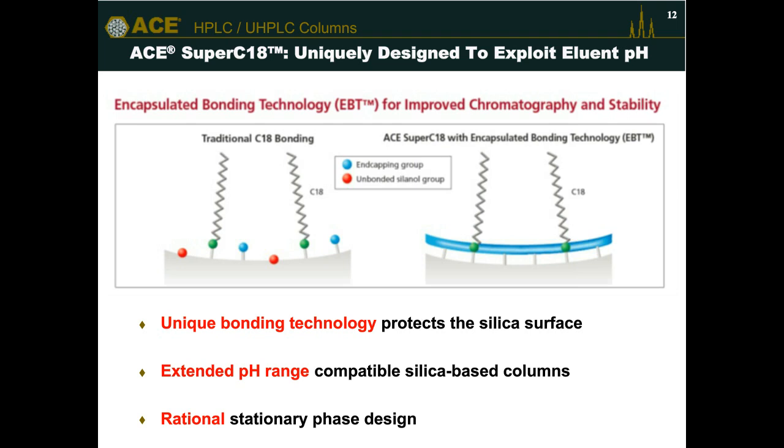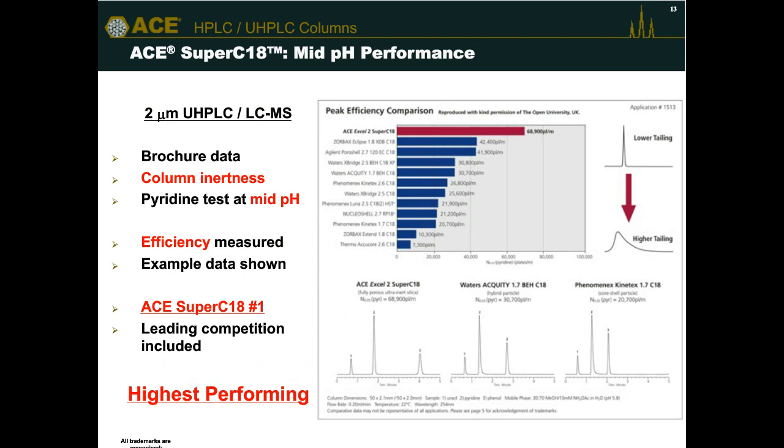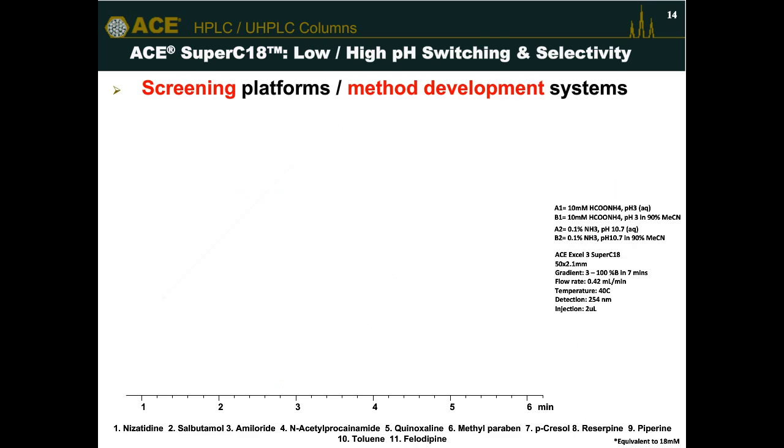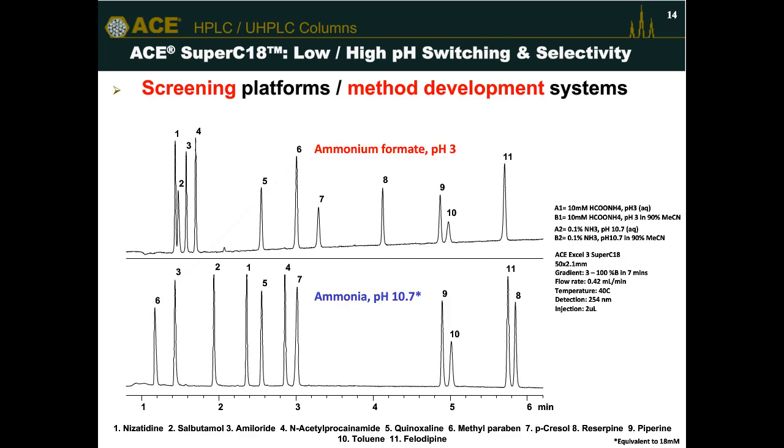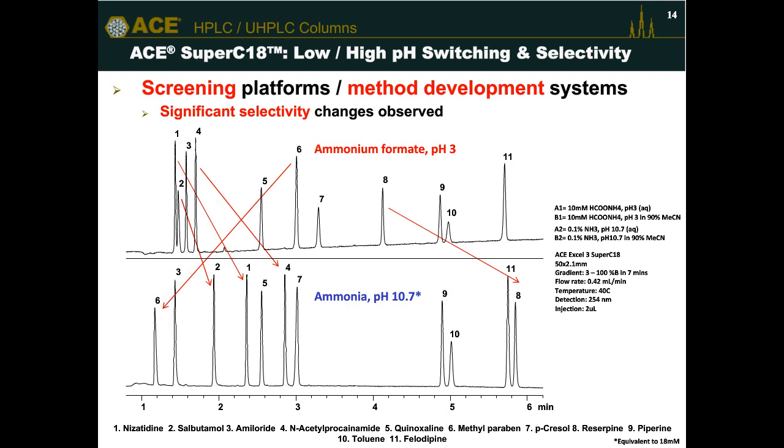This type of phase, the super C18, is designed to be as stable in the alkaline region as it is in the acidic region. And there's various data which shows that at low pH, mid pH, or high pH, this type of column is excellent and very stable. Now, why do people use different pHs? Because they want to look at selectivity. So here we have an example of a low pH separation for this mixture of acid, basic, and neutral compounds, and then the same analyte mixture at high pH, using the same method conditions, just using ammonium formate at low pH and ammonium hydroxide at high pH. And of course, we get a difference in retention and selectivity.